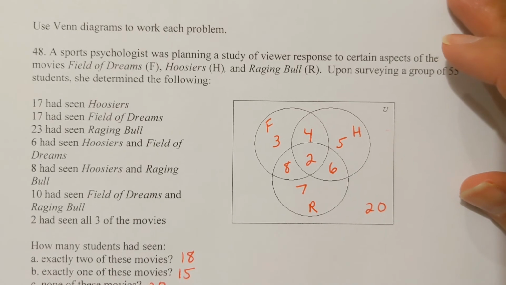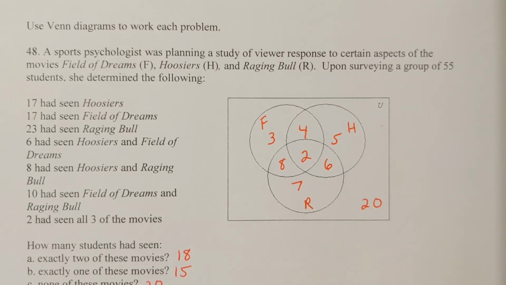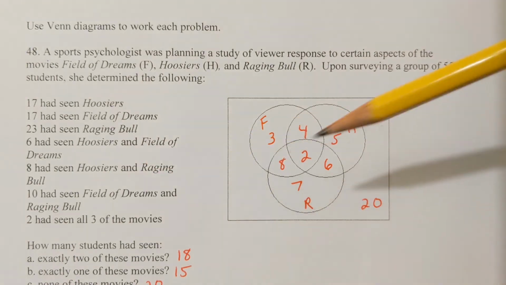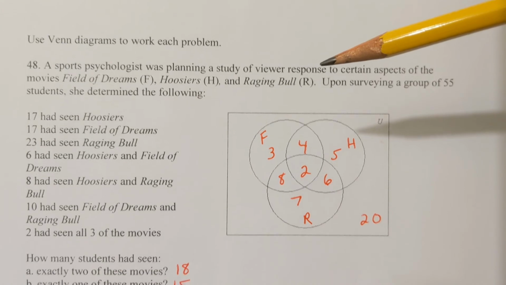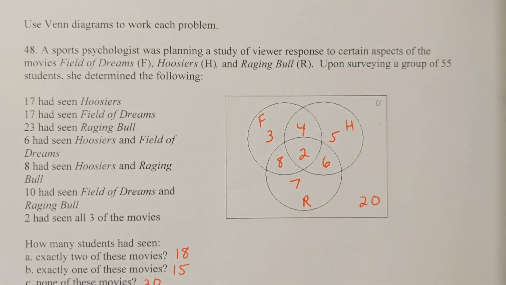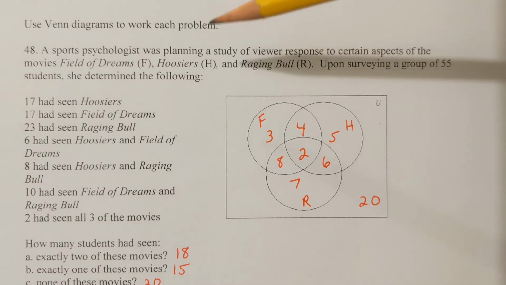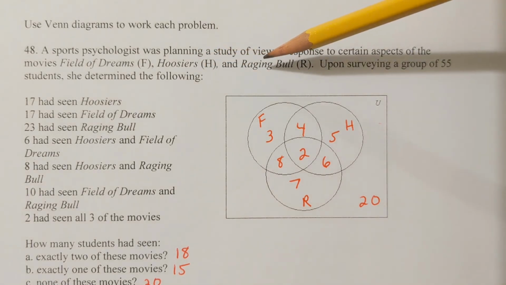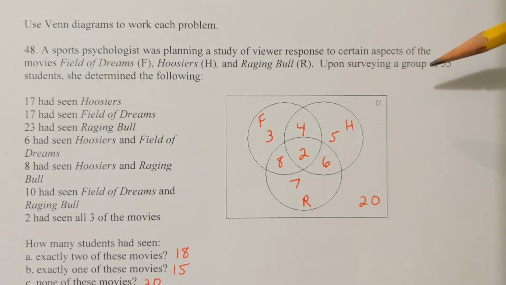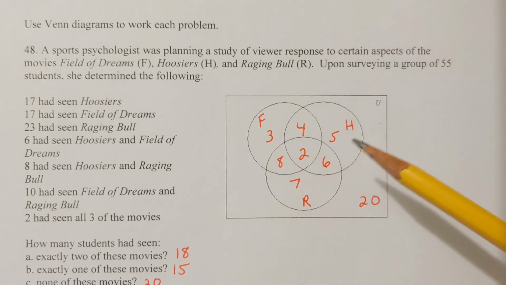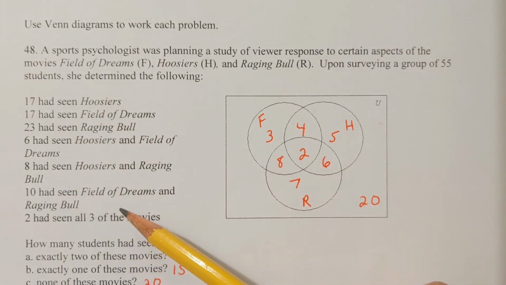So like I said, a typical problem in this section is going to be where you read about a situation and you fill in a Venn diagram and then you answer some questions about what you read there. Okay. So we're going to use a Venn diagram to work each problem. Problem 48. A sports psychologist was planning a study of viewer response to certain aspects of the movies Field of Dreams, capital F, Hoosiers, capital H, and Raging Bull, capital R. Upon surveying a group of 55 students, she determined the following. Okay, and here's our information that we have.